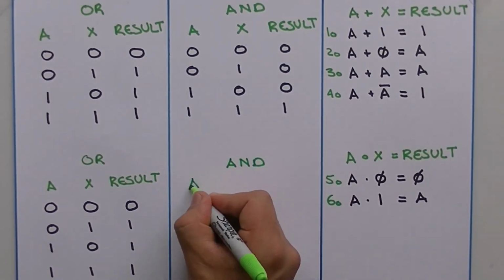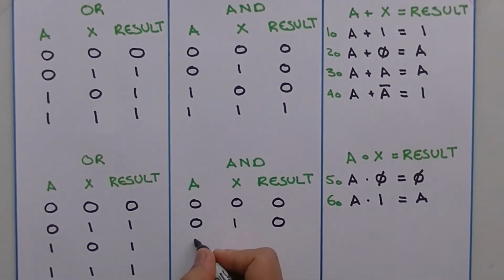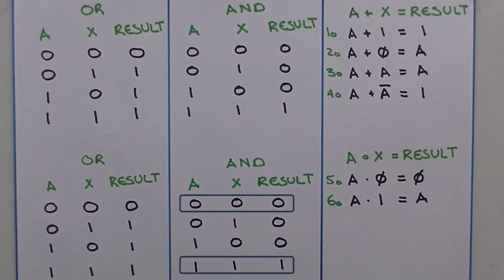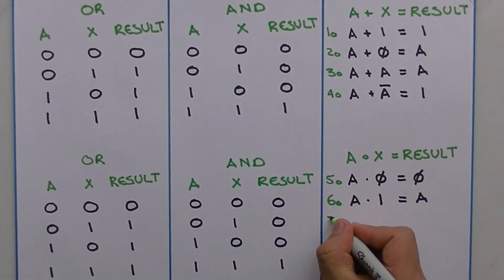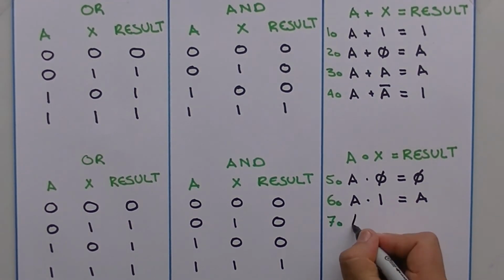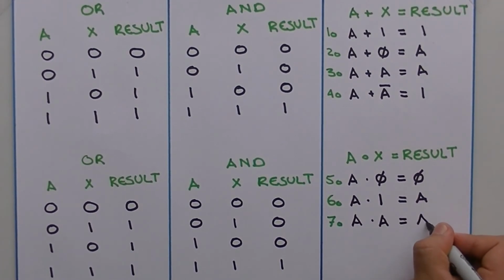We rewrite the AND truth table and deduce 2 more rules. This time, looking at the first and fourth rows, we can say that 0 multiplied by 0 is 0, and 1 multiplied by 1 is 1. So a variable multiplied by itself is equal to the same variable. So the seventh rule states that a multiplied by a is a.